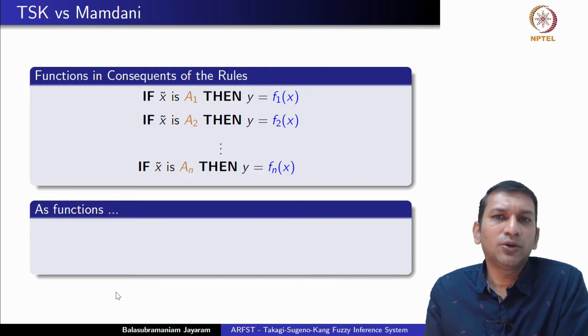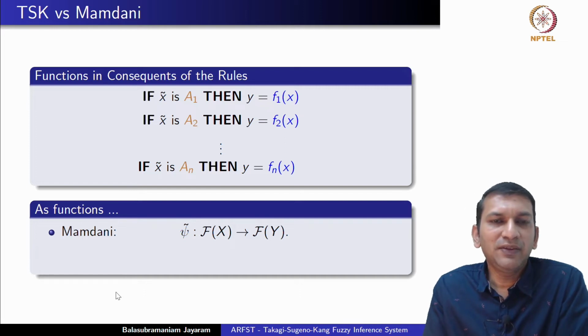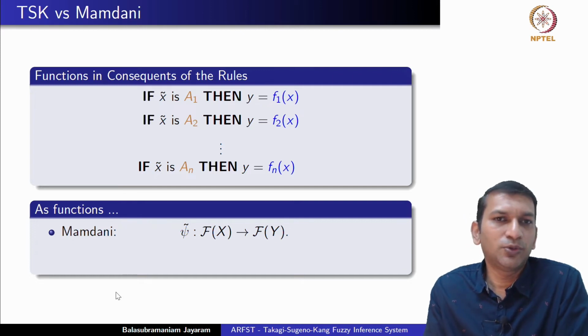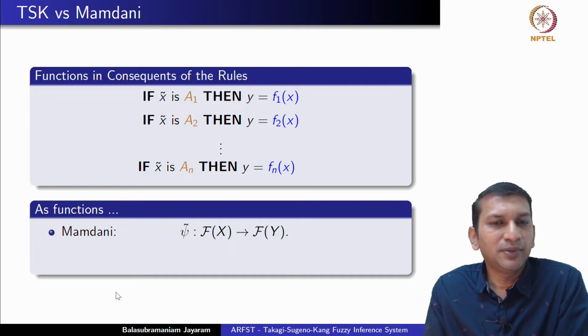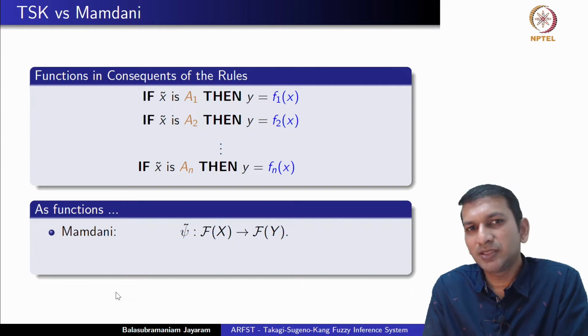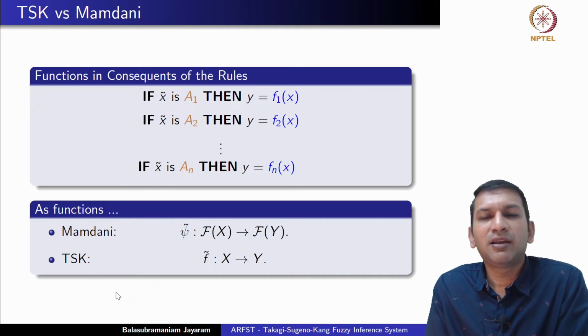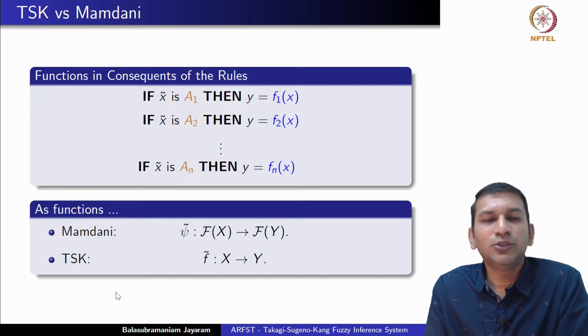Secondly, if you look at the overall inference scheme itself as functions, then in the case of Mamdani, typically we input a fuzzy set on x and we obtain a fuzzy set on y. Of course, you could always defuzzify and get an output over the domain y. But typically, Mamdani fuzzy systems are looked at like this. So in that sense, they are mappings from f of x to f of y. However, TSK fuzzy systems typically are considered as mappings from x to y. Of course, we will suitably fuzzify it to process it, but you could look at them as just functions from x to y.